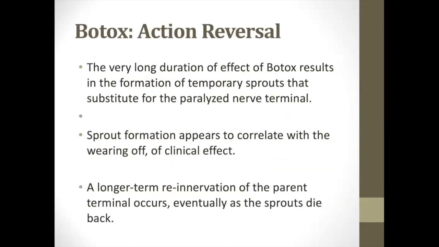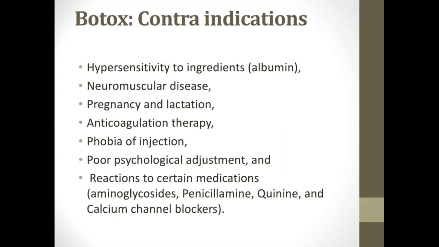Botox has a very long duration of effect, of 3 to 4 months. How does the reversal of this action occur? During this long paralyzed period, new sprouts of the nerve endings appear during the weaning off. Just as the effect of the Botox is slowly weaning off, the new sprouts are coming. After 3 to 4 months, these new sprouts become the muscle's own new nerve endings. So it is the reversal phenomenon of the Botox injections. There are contraindications as well.